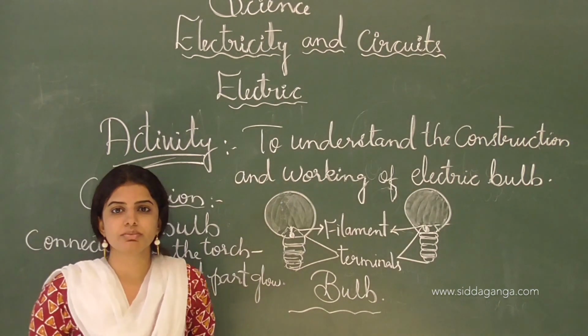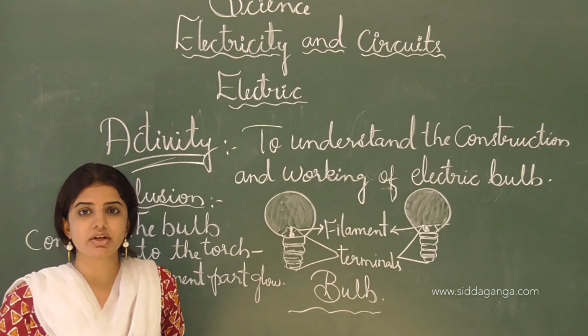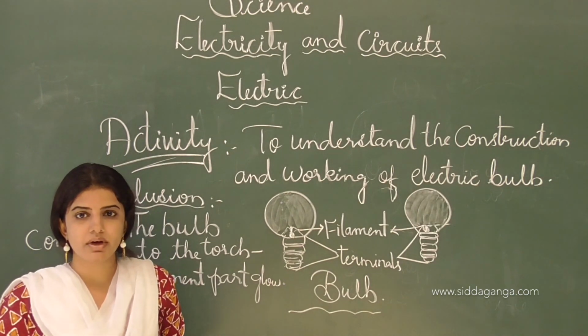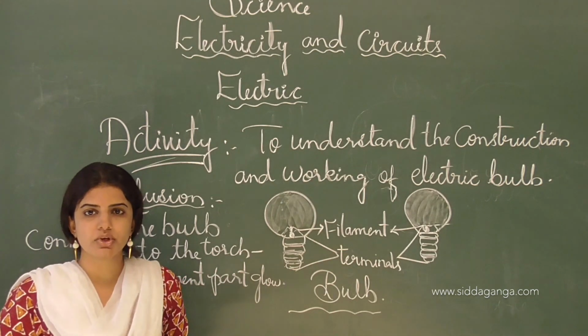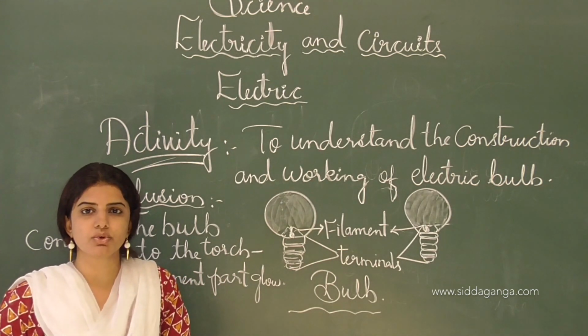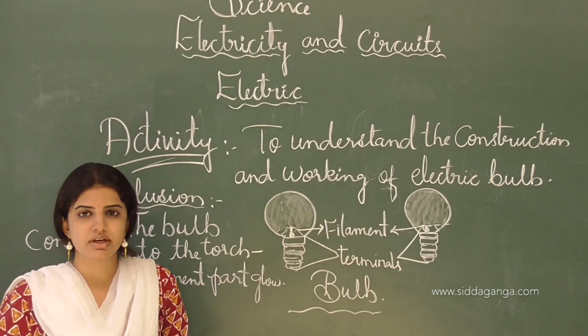In this chapter, in this part, we learned about the electric bulb, the electric cell, and the activity. This is all about today's class. In the next class we will learn some more concepts related to this chapter.